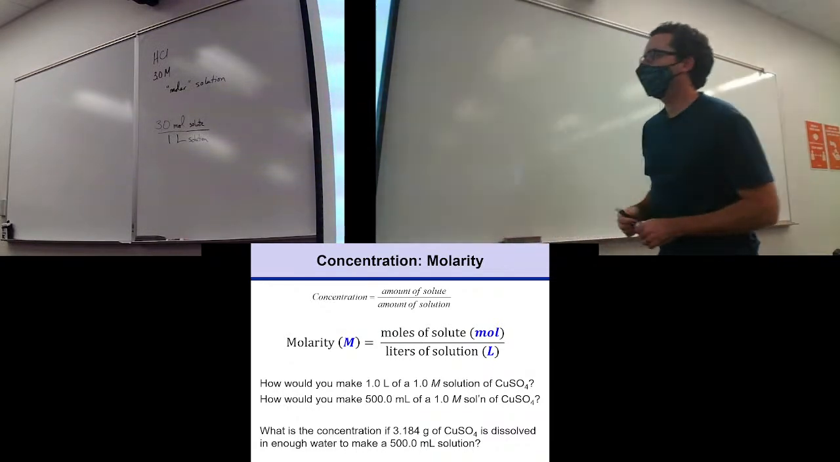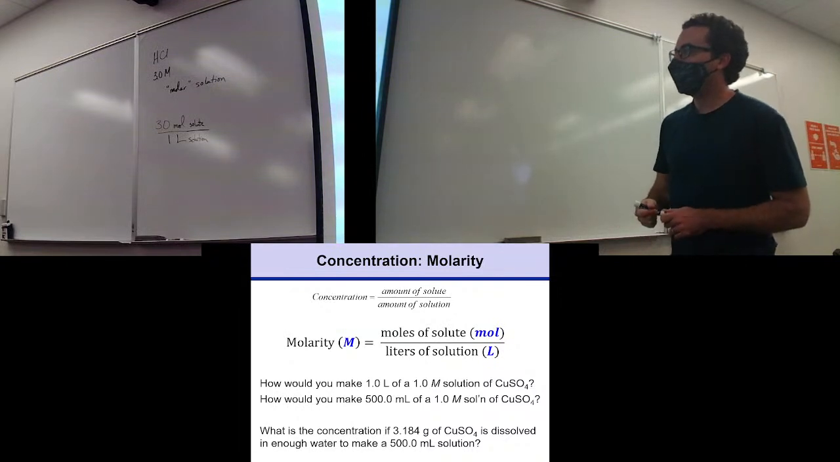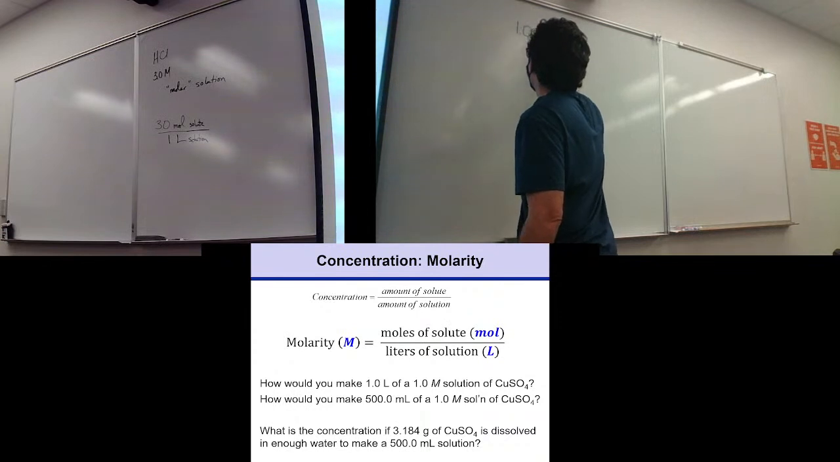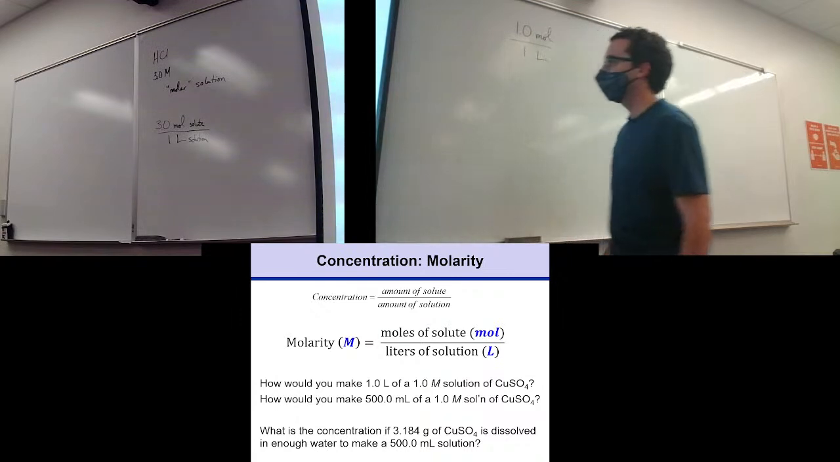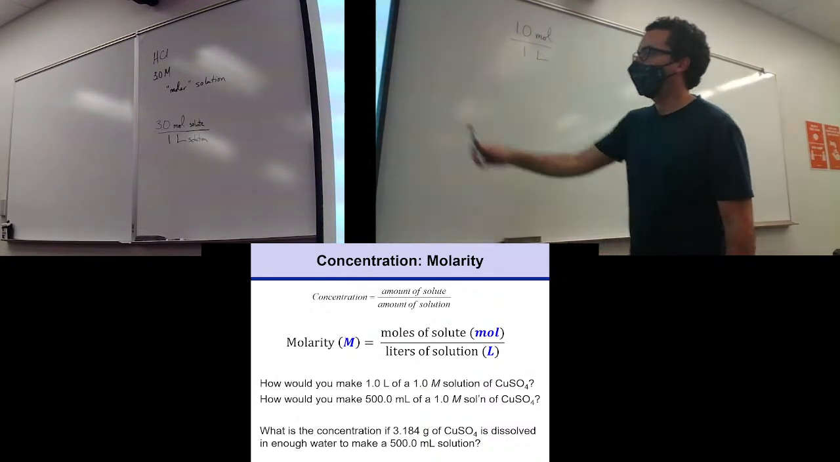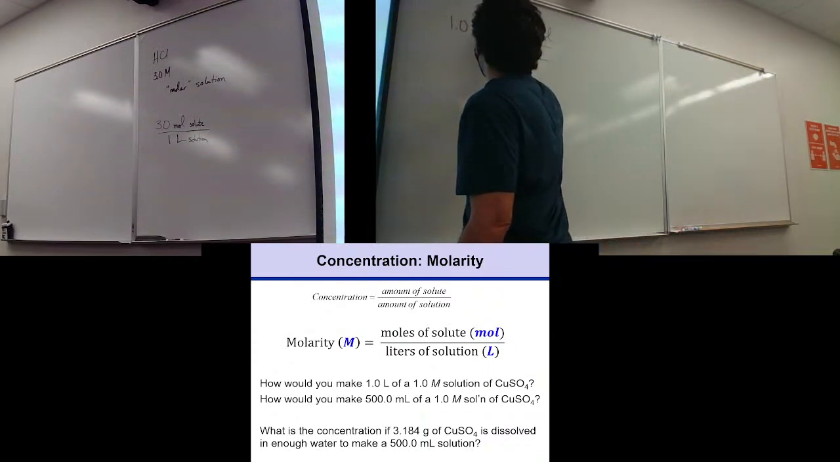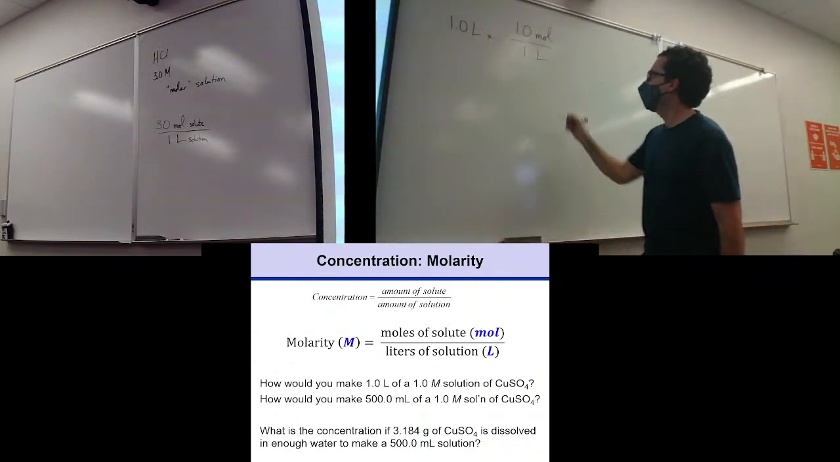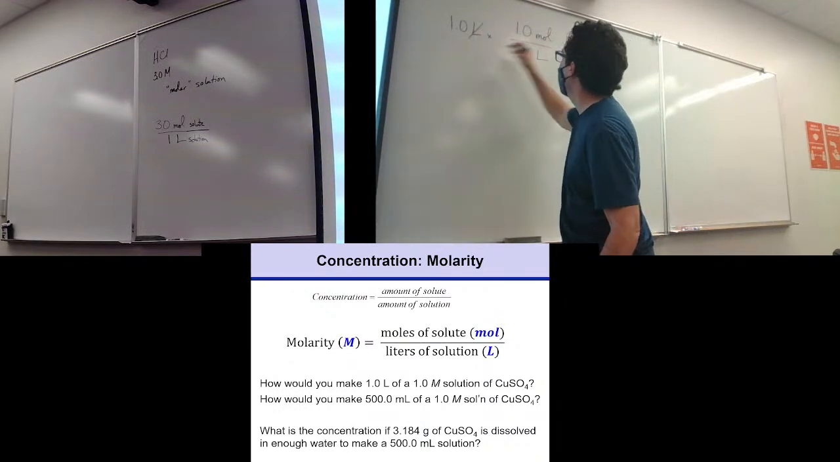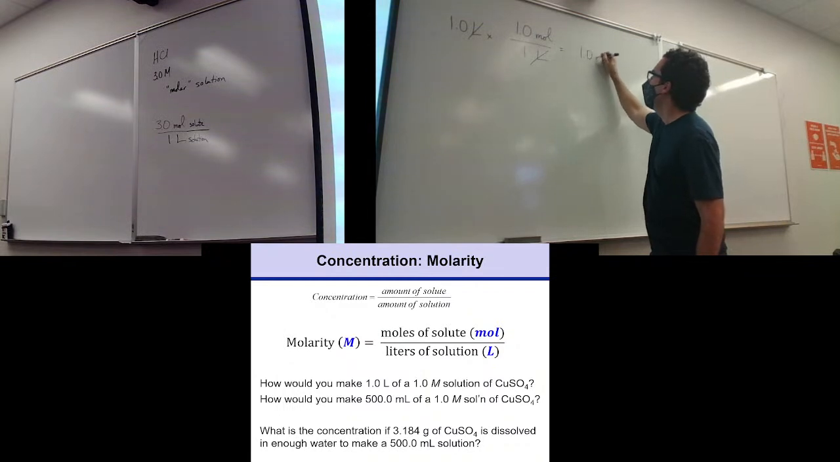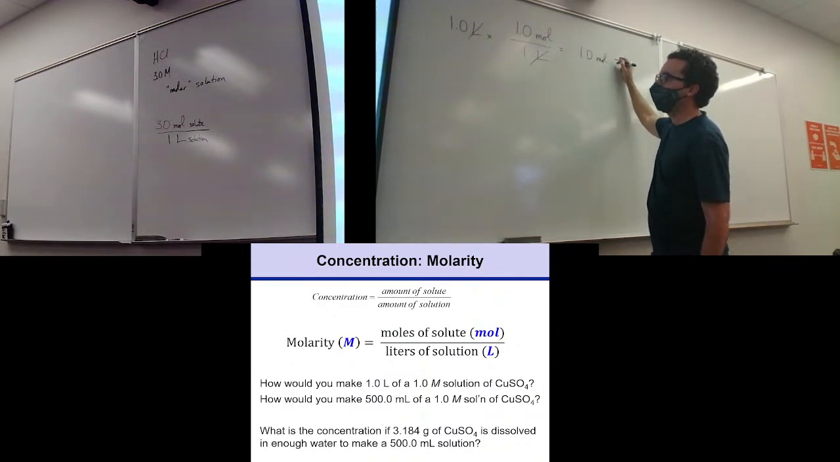So, how would you make 1 liter of a 1 molar solution of copper sulfate? Well, remember that 1 molar is the same thing as saying 1 mole per 1 liter. And so now, how would I make a 1 liter solution? Well, if I need to make 1 liter, I can multiply it by my conversion factor. And basically, this is telling me I would need 1 mole of the solute, the copper sulfate, to make that solution.